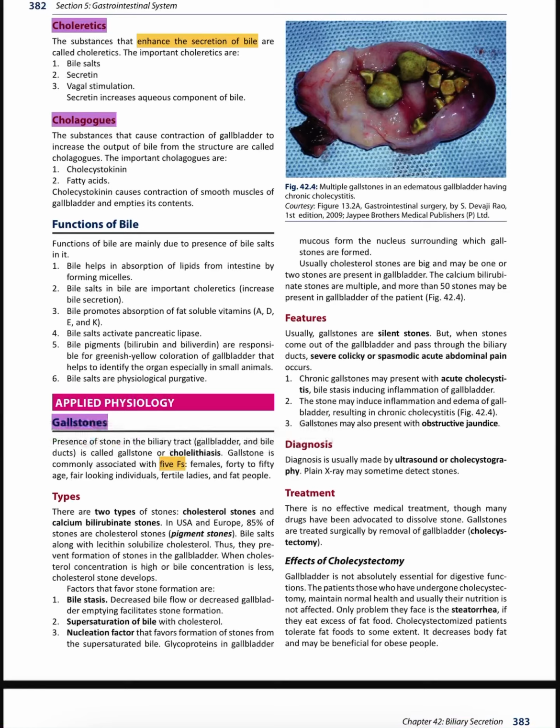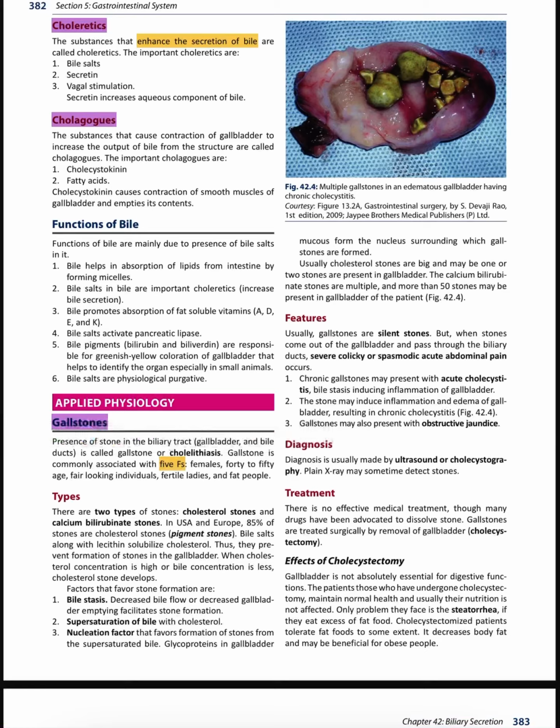Bile stasis: decreased bile flow or decreased gallbladder emptying facilitates stone formation. Supersaturation of bile with cholesterol. Nucleation factor favors formation of stone from the supersaturated bile. Glycoprotein and mucus in gallbladder form the nucleus around which the gallstones are formed. Usually cholesterol stones are big, and one or two stones are present in gallbladder. The calcium bilirubinate stones are multiple, and more than 15 stones may be present in gallbladder of the patient.